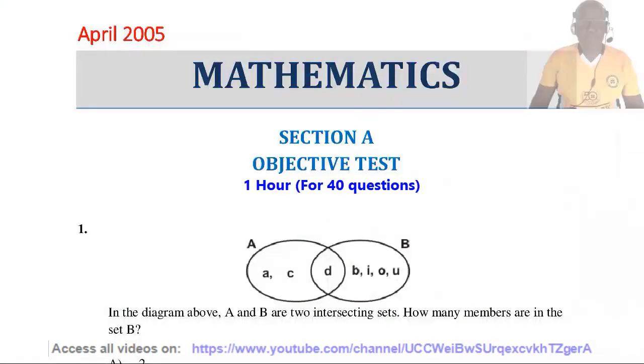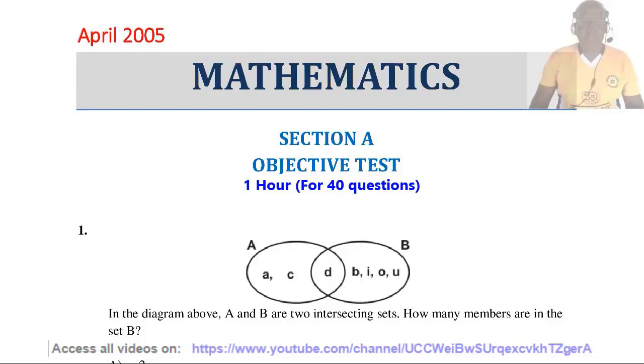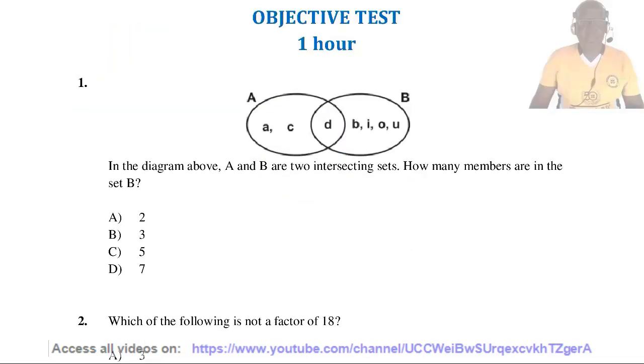April 2005, Mathematics, Section A, Objective Test, Duration 1 hour. Question 1. In the diagram above, A and B are two intersecting sets. How many members are in the set B? The members in the set B are 1, 2, 3, 4, 5. So the answer is C. That's 5.